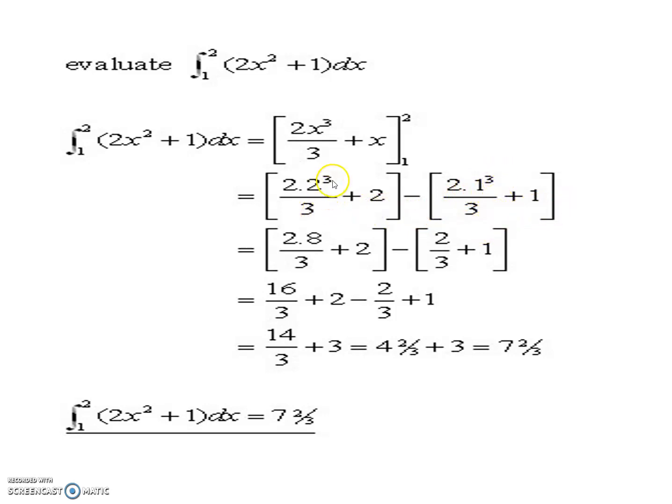We have to simplify. 2 raised to 3 is 8. 8 into 2, 16 upon 3 plus 2, minus 2 upon 3 plus 1. Simplification: 16 upon 3 minus 2 upon 3 have the same denominator. 16 minus 2, 14 upon 3. 2 plus 1, 3. So we have to evaluate in a fraction form. 14 upon 3 plus 3, that is 3 threes are 9, 9 plus 14, obviously 23 upon 3. We derive the answer is the same.